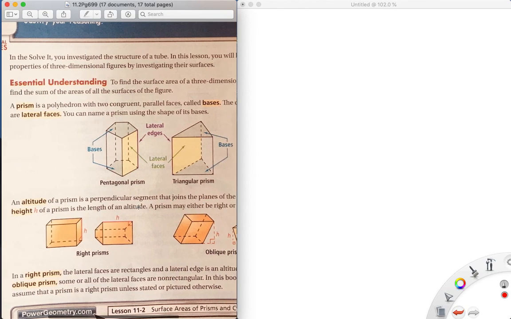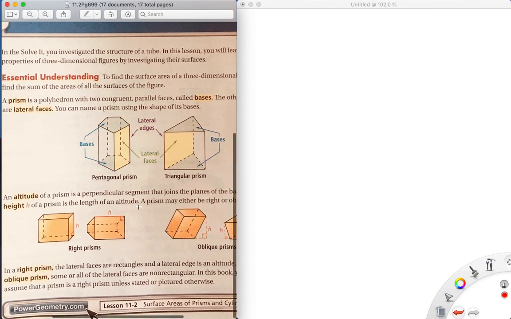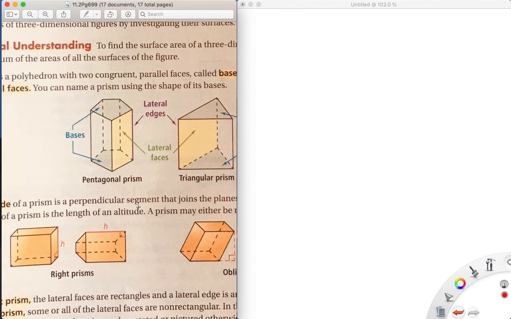An altitude of a prism is a perpendicular segment that joins the planes of the bases. The height of a prism is the length of the altitude. The vast majority of the prisms that we're going to deal with are going to be right prisms. The height for right prisms is the same thing as the altitude. It's going to be a particular segment that connects both of your bases.